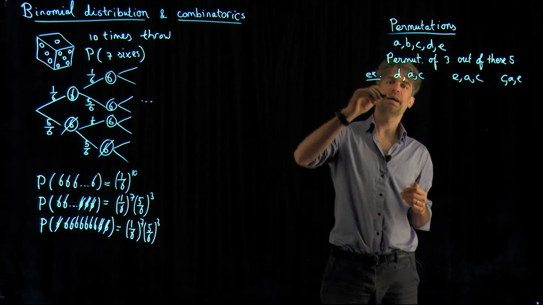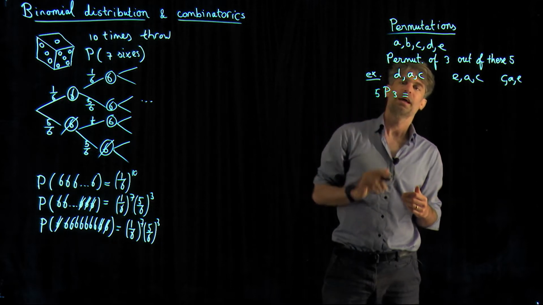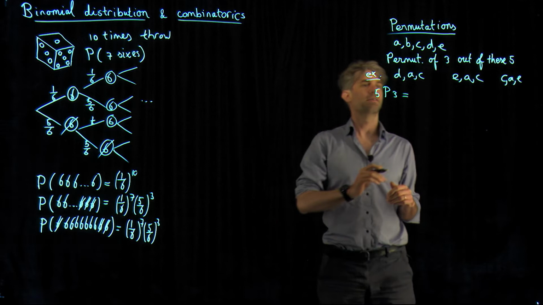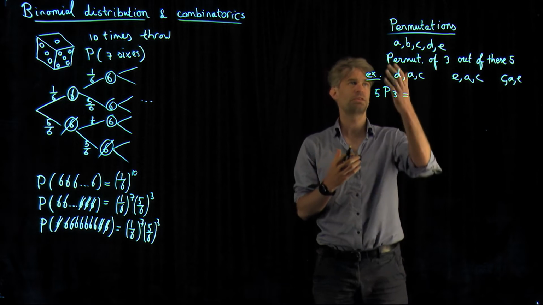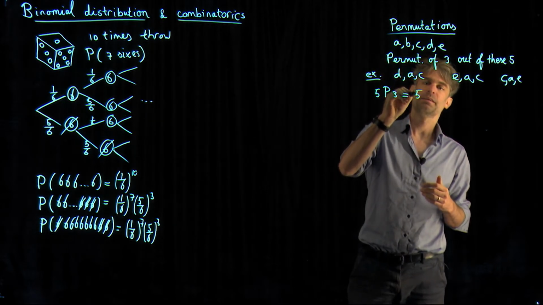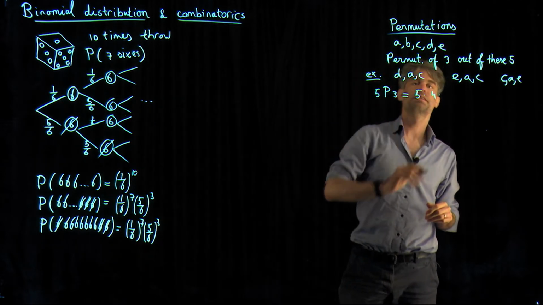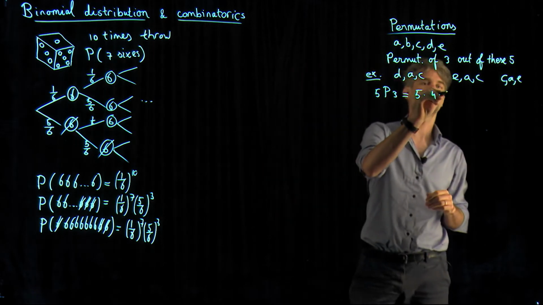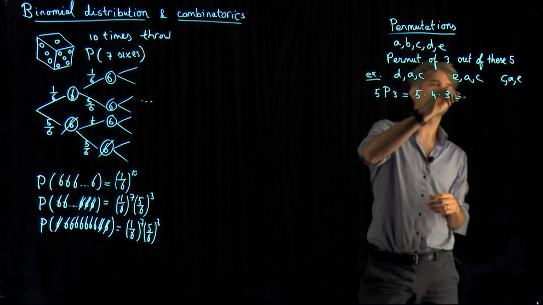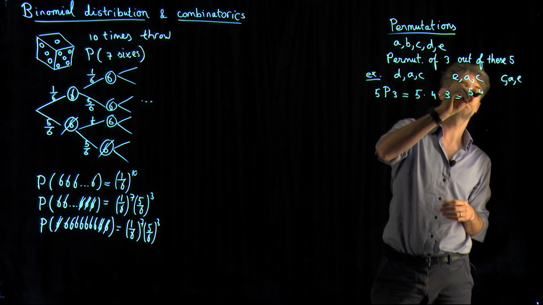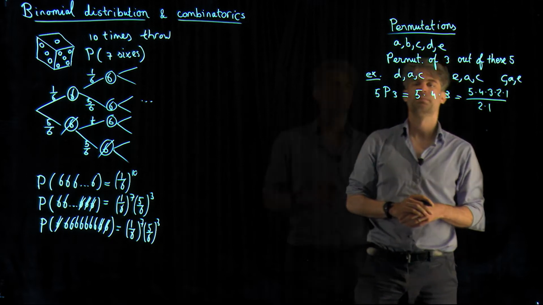Well, this is denoted by 5p3, and what I do is I look at the first position. Okay, I have not chosen any of them, so there are 5 options. Then I look at the second position. There are 4 options left. And then I look at the last position, and there are 3 options left. Now, for later purposes, let's rewrite this a little bit. You can see this also as 5 times 4 times 3 times 2 times 1 divided by 2 times 1.